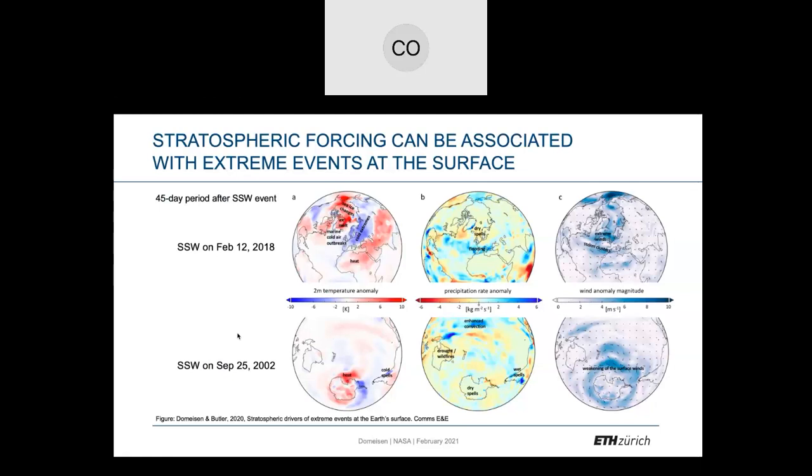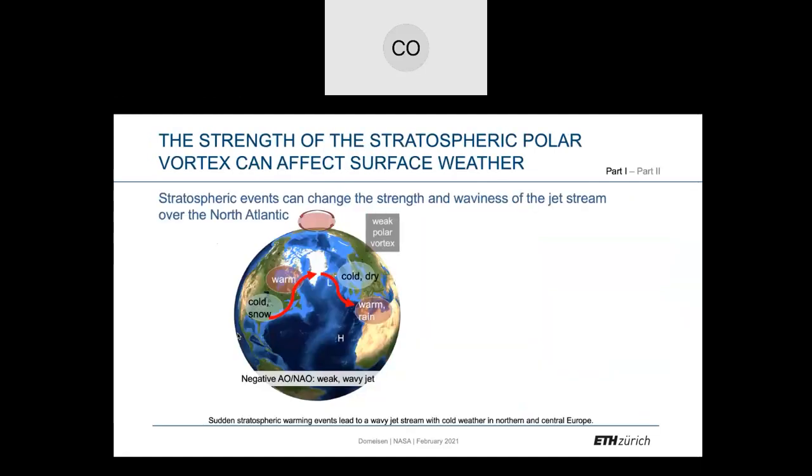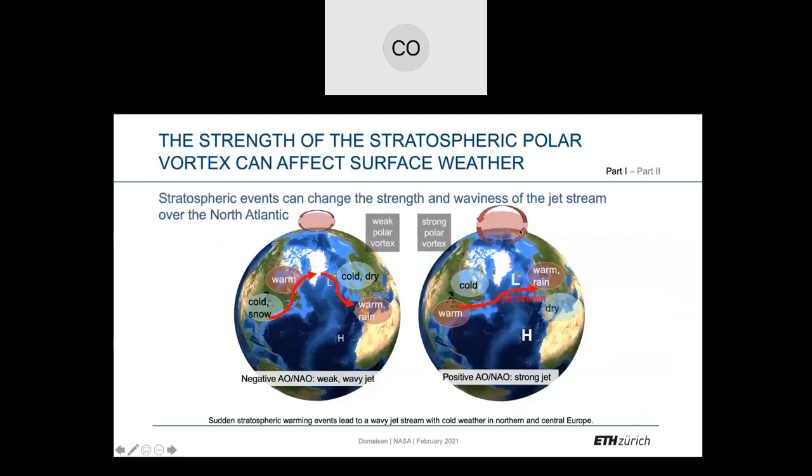But first I'd like to have a quick look at the opposite of sudden warming events. What I showed you is for sudden warming events, we have this weaker jet stream over the North Atlantic and these anomalies. If you have a strong vortex, so a stronger than normal polar vortex, we usually get a positive NAO, a very strong jet into Europe. And this obviously has very different impacts on temperatures, on rainfall, and so on. These anomalies are almost opposite to what we had before for the weak vortex events.